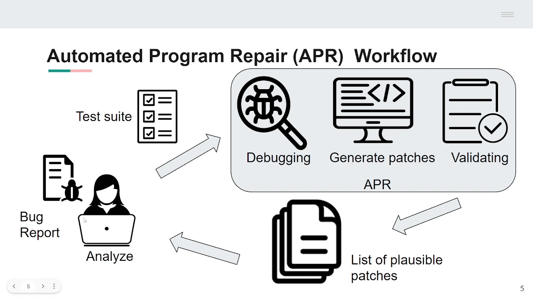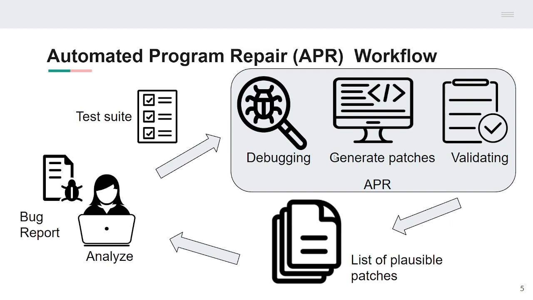First, the developer provides a bug report which indicates the bug and the steps to reproduce, along with the test suite. Program repair can then automatically find which locations to fix, generate patches, and validate them using the provided test suite. Then it gives a list of plausible patches. We call them plausible patches, and programmers can decide the most suitable patch. We call those correct patches.